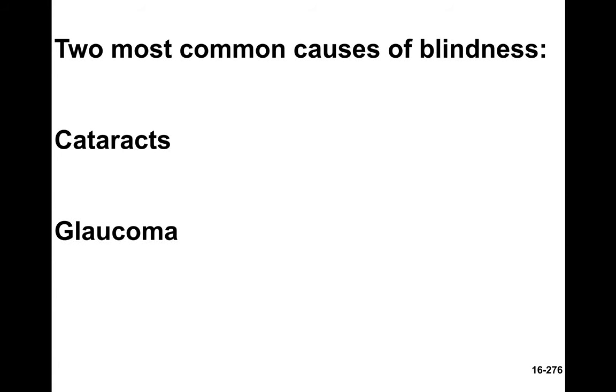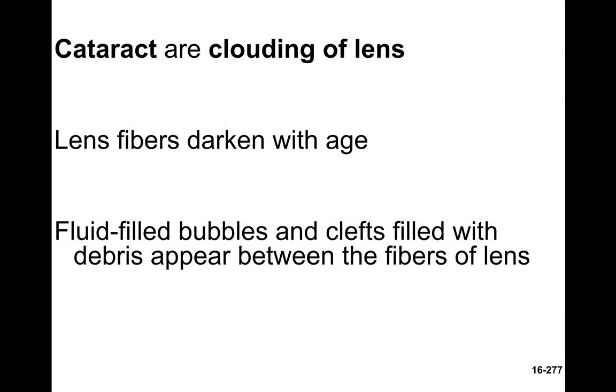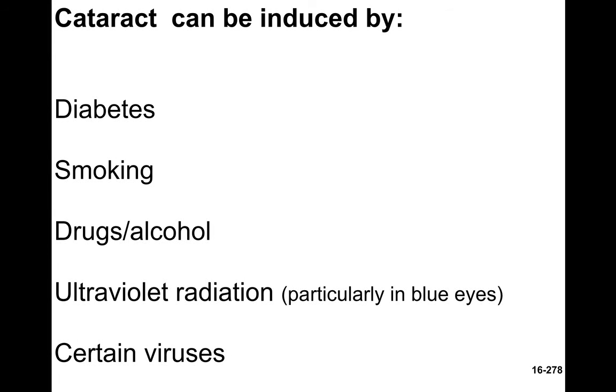Two of the most common causes of blindness are cataracts and glaucoma. Cataracts are the clouding of the lens. It happens when the lens fibers darken with age, and fluid-filled bubbles and clefts filled with debris appear between the fibers of the lens. It can be induced by diabetes, smoking, alcohol, drugs, and UV light, especially in those with blue eyes. Think about it, if they have blue eyes, there's little melanin to absorb that UV light, so more gets through.